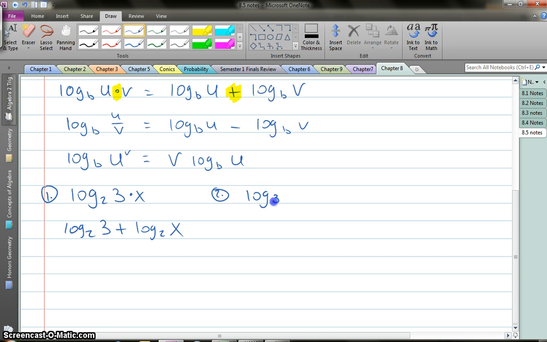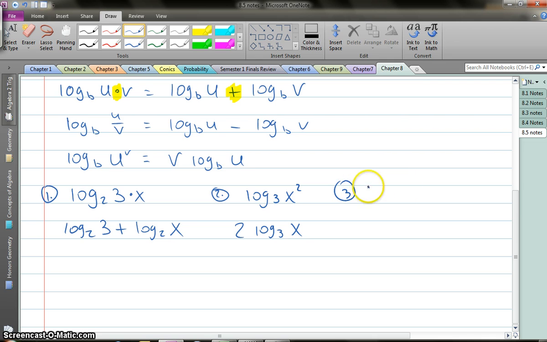Let's look at the next one. Log base 3 of x squared. It's not multiplication, it's not division, it's a power. So as it's written as a power, we're going to rewrite it. Our exponent comes in front, log base 3 stays the same, and x stays in back. So when you're given a power, to expand it, you just rewrite it in the other form.